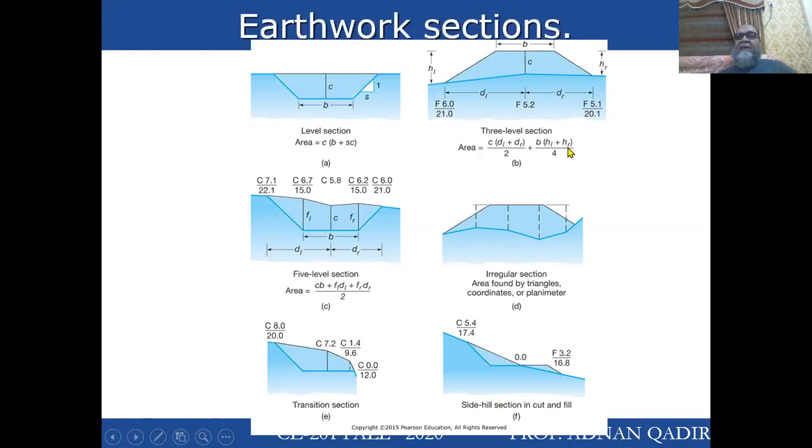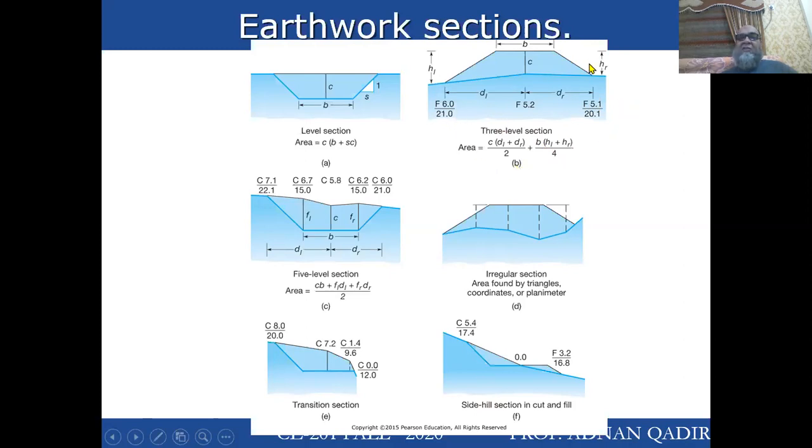In order to calculate the three level section area, you have to use this formula: DL, that is 21 feet, DR, that is 20.1 feet, C, the height, this is 5.2 divided by 2. Similarly, B is the width of the finished structure, or what we call the formation width. HL, here HL is 6.0, HR is 5.1. So this is what we call the three level section.